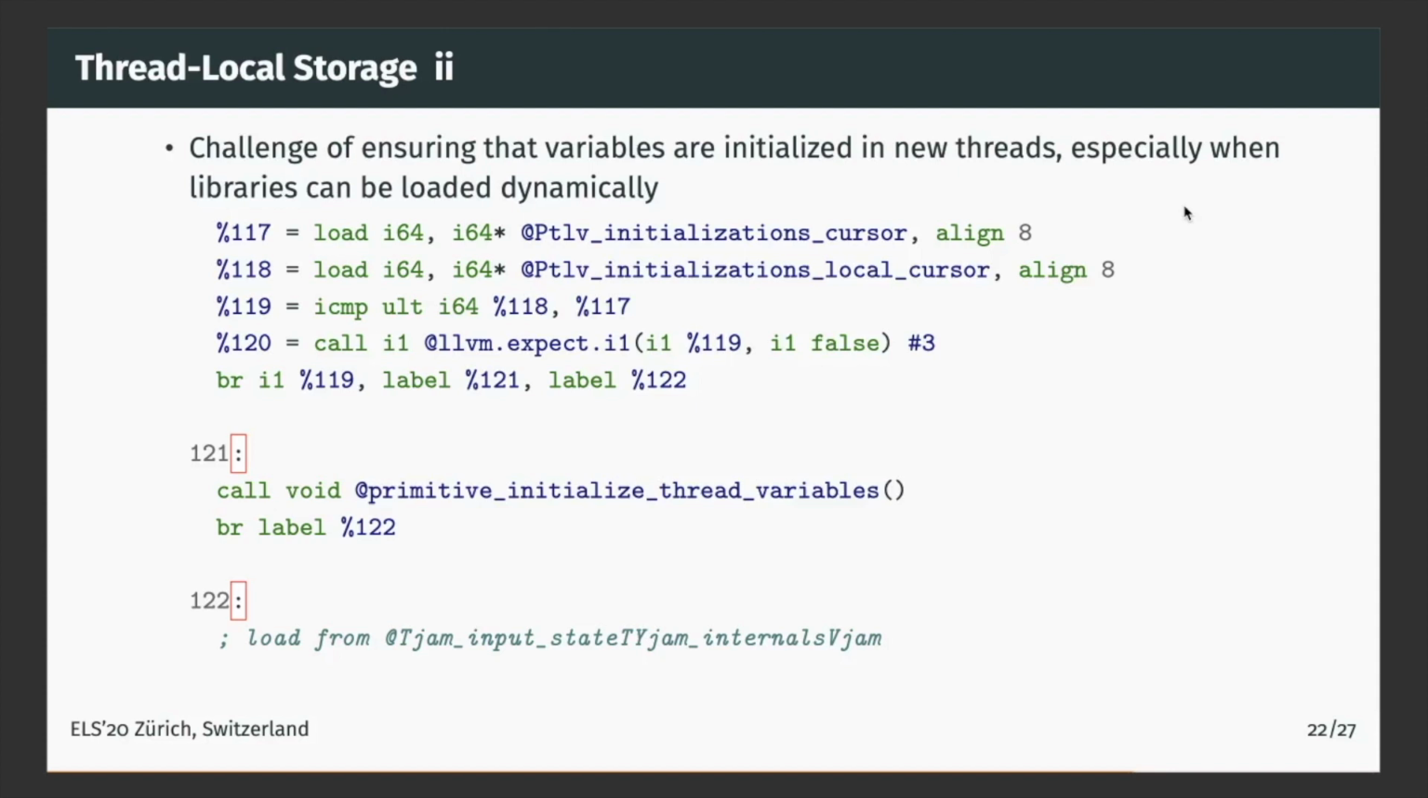At present, this requires that every function that accesses thread local variables check to ensure that the current thread has done all of the necessary initializations.